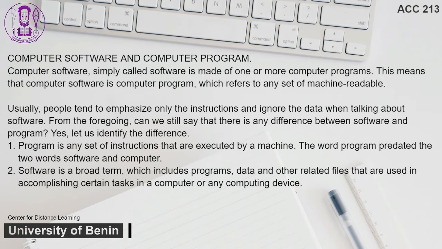1. Program is any set of instructions that are executed by a machine. The word program predated the two words software and computer. 2. Software is a broad term, which includes programs, data and other related files that are used in accomplishing certain tasks in a computer or any computing device.